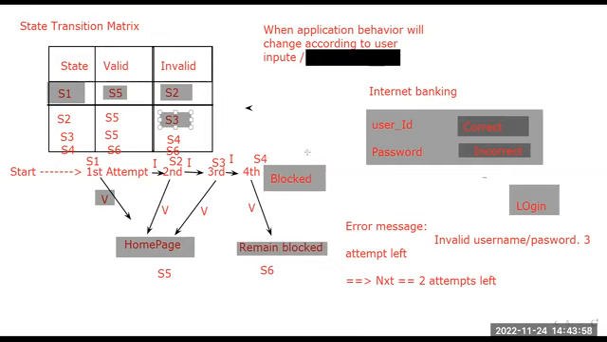Getting it, everyone? All of you understanding this? Yes. Okay, so to get a quality number of test scenarios, we have to think about the state transition matrix. But the condition is that the application behavior must change according to whatever input you provide. In that case you can apply state transition.